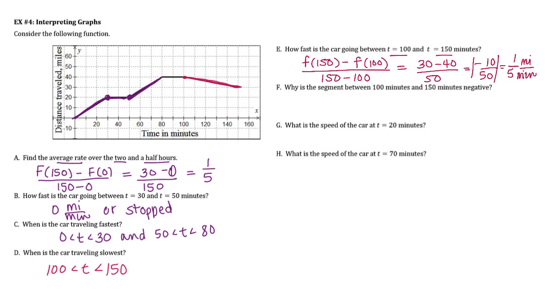Okay, so look at question F. Why is the segment between 100 and 150 minutes negative? So between 100 and 150, notice that slope, let's see, what do you think might have happened there? Looks like the car probably turned around.